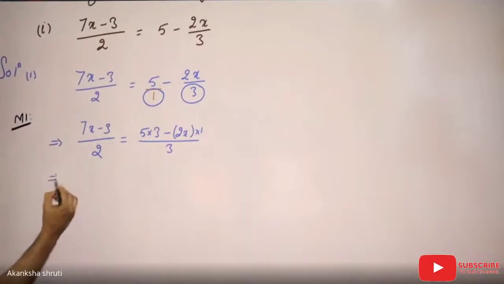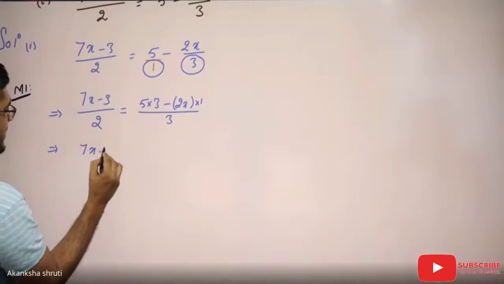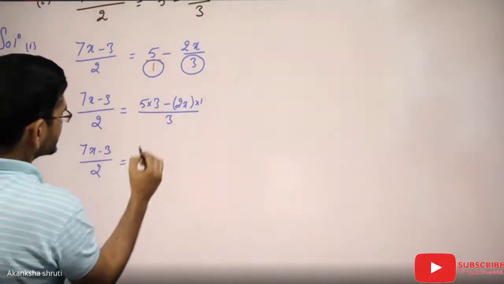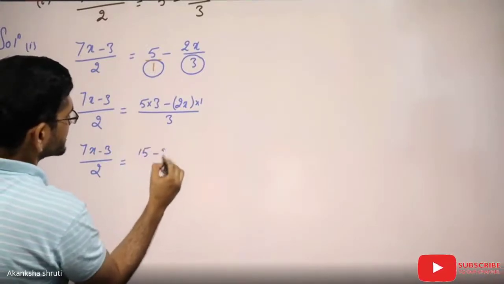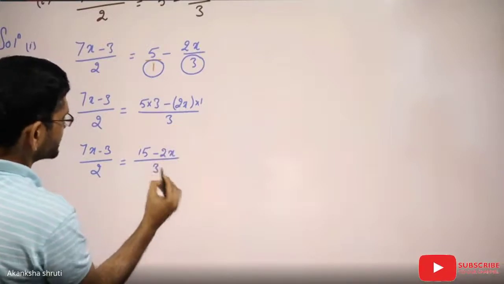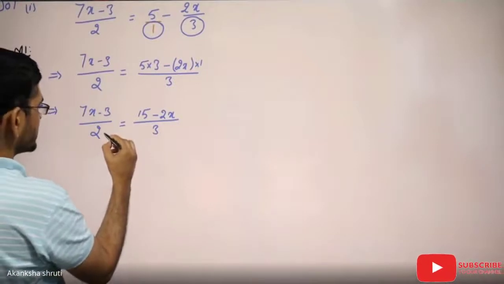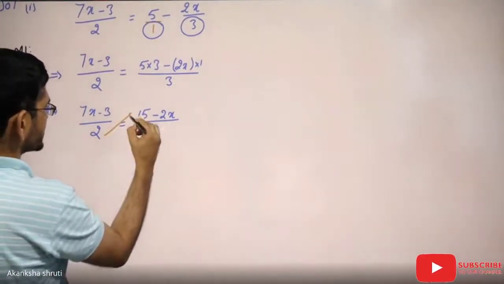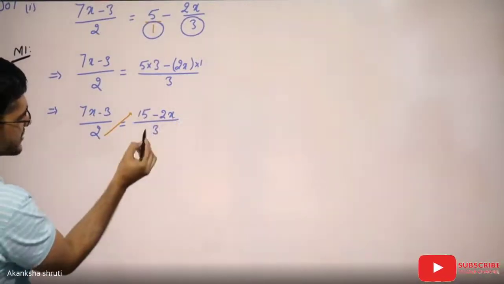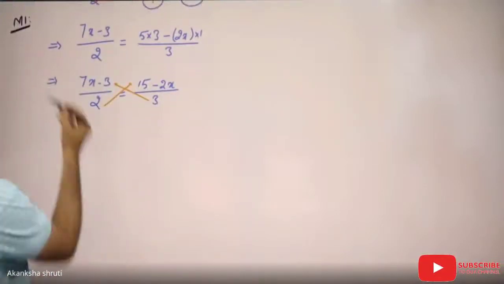Now here we are getting the form of the last question. It is 7x minus 3 by 2 is equal to 5 3s are 15 minus 2x, because 2x multiplied by 1 remains 2x, by 3. Now what do we have to do? We have to do the cross multiplication for their denominators. So this 2 will multiply the entire numerator of the right hand side, and 3 will multiply the entire numerator of the left hand side.